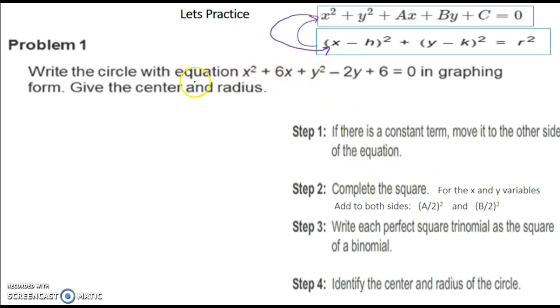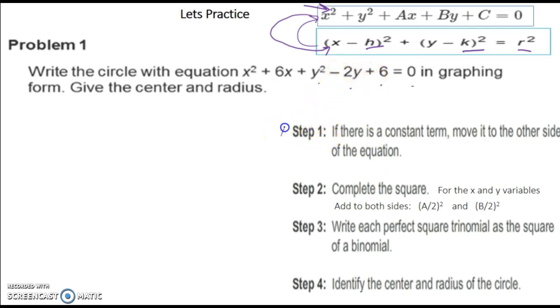So here we have an equation, x squared plus 6x plus y squared minus 2y plus 6 equals 0. We want to put it in graphing form because obviously the graphing form is easier to graph. We can pull out the center, which is that HK, and the radius really easily from that form. When we are looking at this general form here, we have a hard time graphing from that form. So we want to be able to move it back to the graphing form.